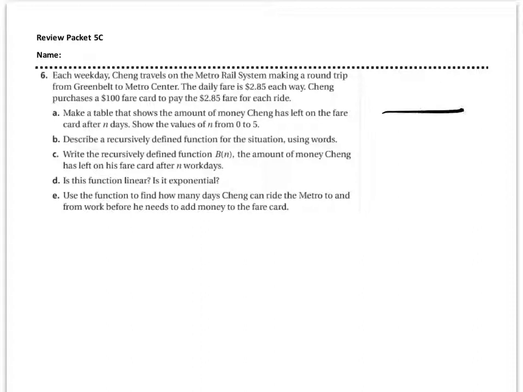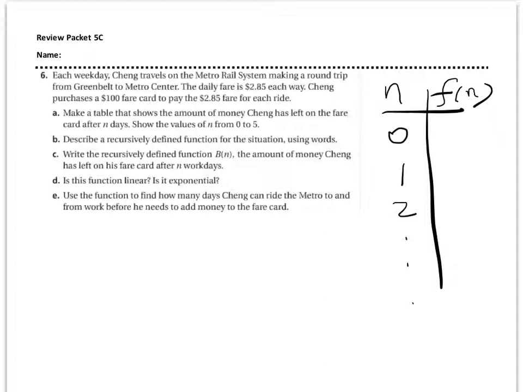Oh, this is pretty easy. Okay, so you have n, and what should we say? F of n, maybe? Then it says 0, 1, 2, 3, 4, 5, and n stands for the days. The output will be the amount of money that is left, right? So not the amount of money he spends. You have to subtract whatever the money is from 100.